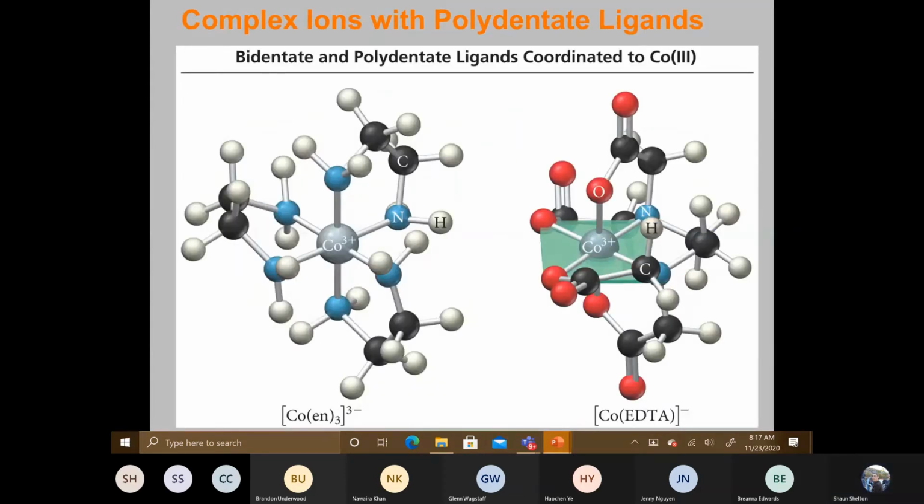So here's the example with cobalt and the ethylene diamine. So you see how you have the 3 ethylene diamines attached around the cobalt. But then now if you look at the cobalt with the EDTA, it itself wraps itself around the metal so it can form those coordinate covalent bonds with the cobalt.